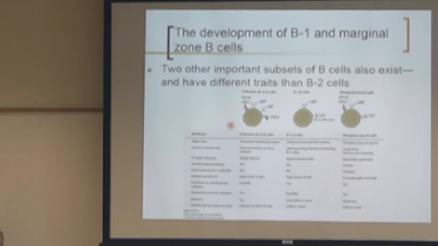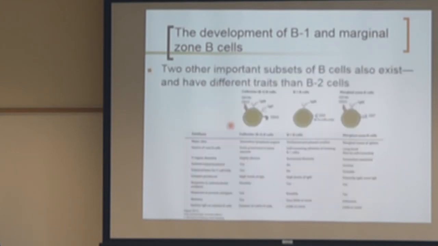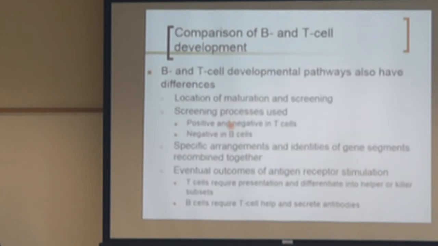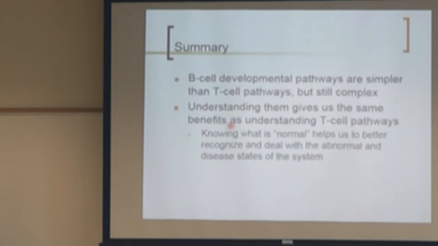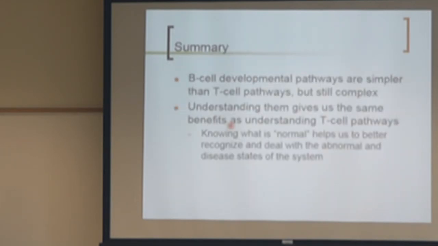And then just a review of the difference between B1s, B2s, and the marginal zone B cells, which aren't as important, and then comparing B and T cell development. It seems like a lot, but I think just reviewing these slides would probably be sufficient to prepare for this portion.